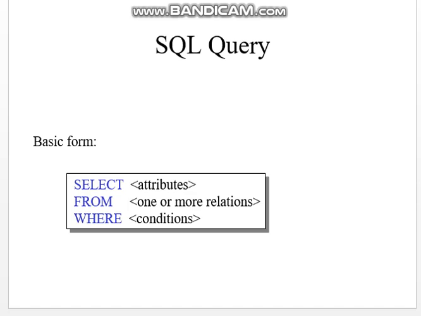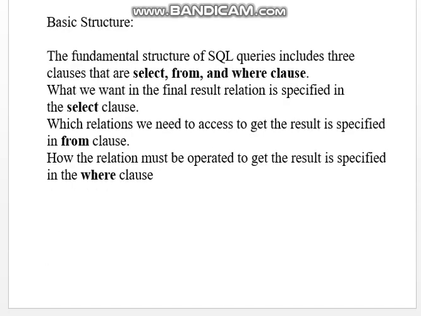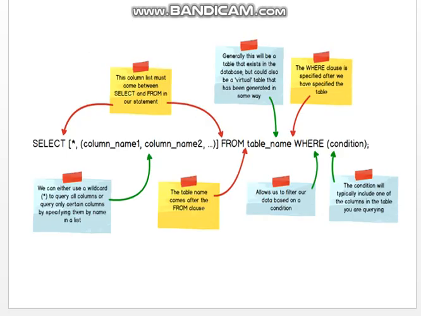The basic structure of SQL Select Query is select, from and where clause. See this example here. We have a select keyword with the number of columns which we want to select. Then from, here it is the table name, and then we will be having a condition. So these are the basic parts of SQL Select Query.